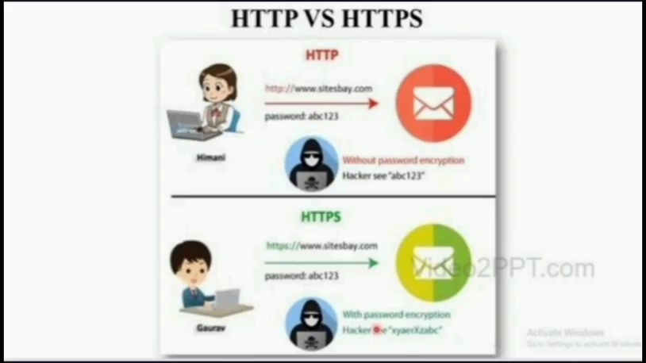HTTP versus HTTPS. This diagram offers a clear visual illustration of why HTTPS is essential for security. Look at the top scenario using HTTP. We see Himani sending her password ABC123 to the website. Because HTTP is unencrypted, her data is transmitted across the network in plain text. This means that the hacker can easily intercept the data and read the password exactly as it was typed, ABC123. This exposes Himani's account to a serious security risk.